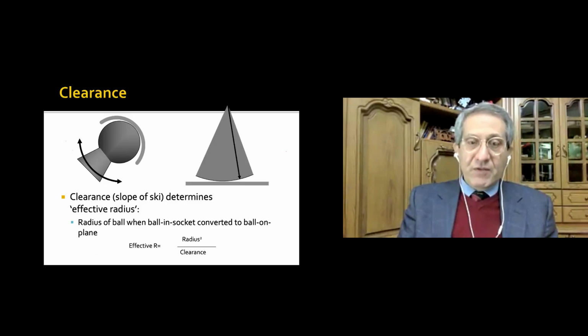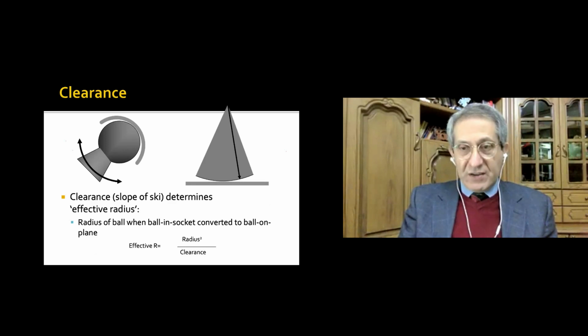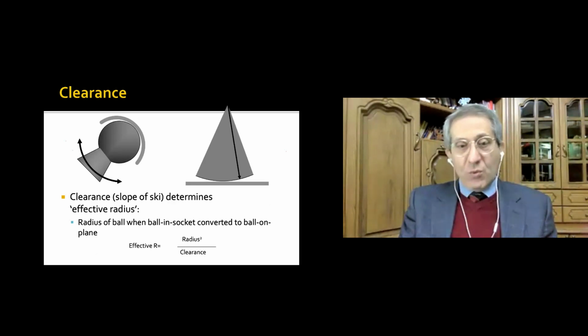The slope of the ski in the water skiing example represents the radial clearance of the implants. This is the degree of mismatch between the radius of the femoral head and the acetabular cup. Clearance determines the effective radius, which in engineering terms is the radius of the ball when the ball in the socket is converted to a ball on plane.